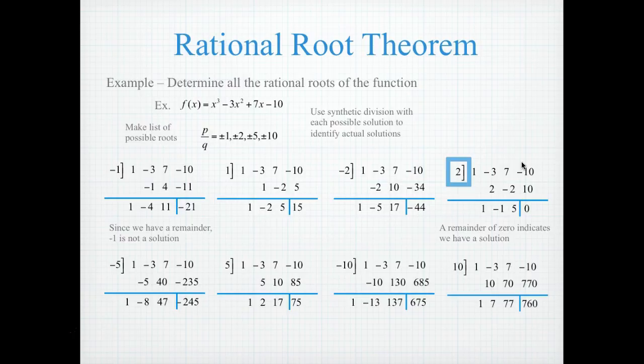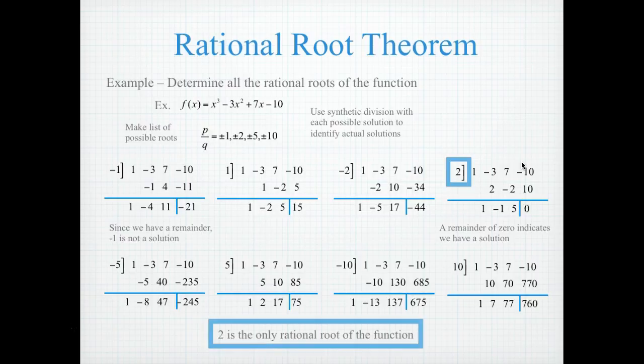So we knew from a previous lesson that with a third degree function, the fundamental theorem of algebra tells me I'm going to have one real solution or I'm going to have 3 real solutions. Now I have one rational root, so the other 2 roots are either irrational or they're complex. 2 is the only rational root of this function.